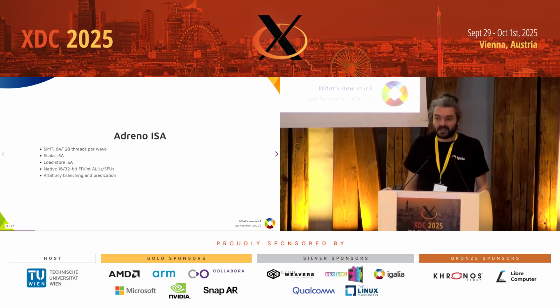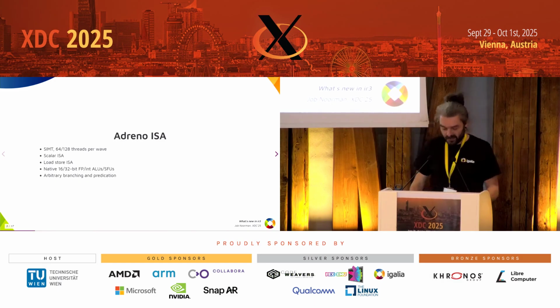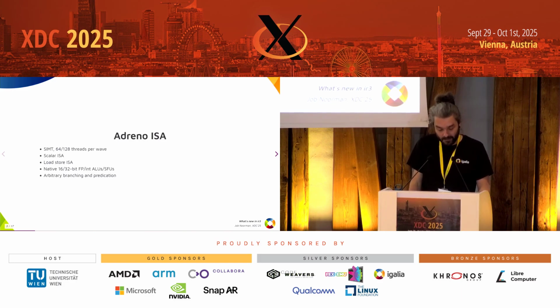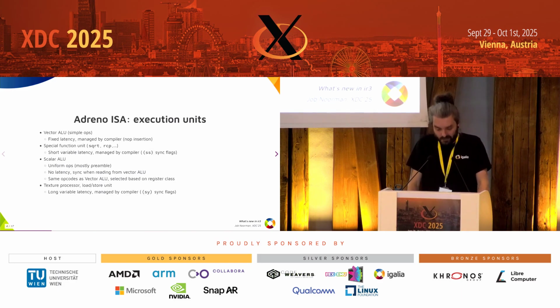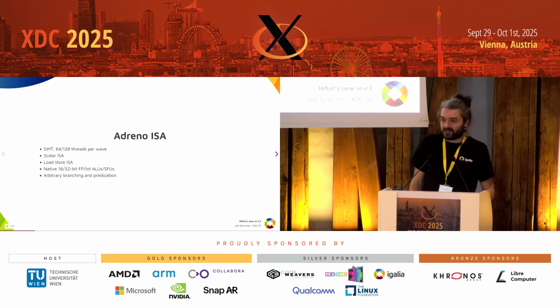Let's talk a bit about the Adreno ISA. Like most contemporary GPUs, it uses a SIMT architecture, where we can either use 64 or 128 threads per wave. From the viewpoint of one single thread, it's a scalar ISA. We don't have any vector operations, save from a few memory loads and stores that can use vector registers. So load store ISA, most ALU operations cannot directly address memory. We need to have separate memory loads and stores for that.